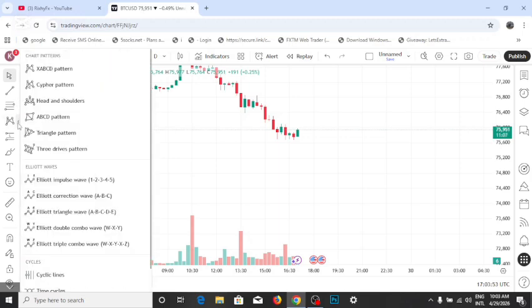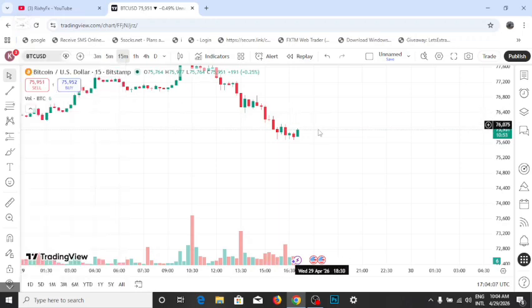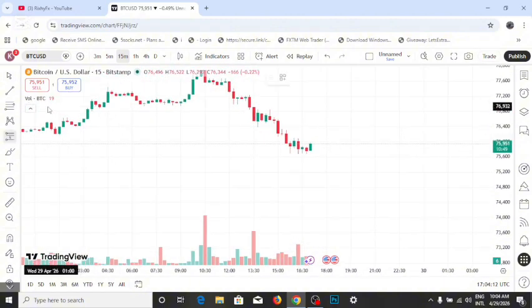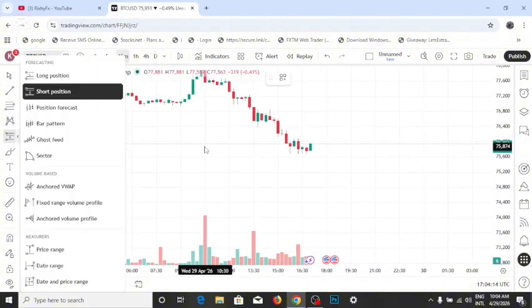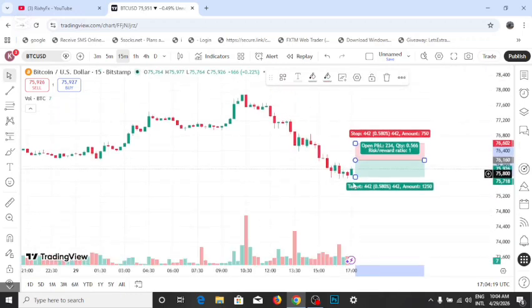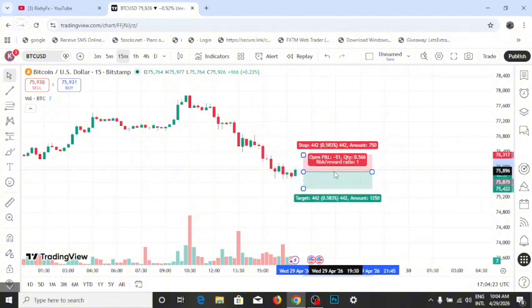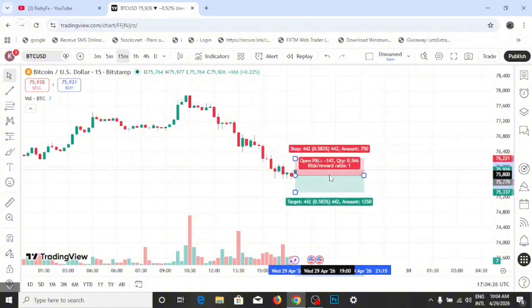So for you to mark your long and your short position, you'd have to go to the left side of your screen, and then you see that L with those horizontal lines. You click it, and then you choose short position, because we're going on what? Sell. So at this point in the 15 minutes time frame, I can actually mark my entry points using the short position, and then mark my take profit, mark my stop loss.